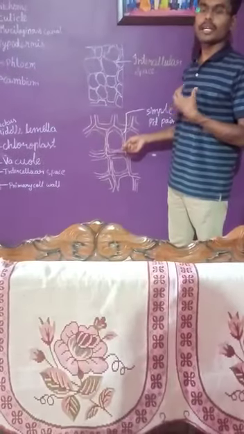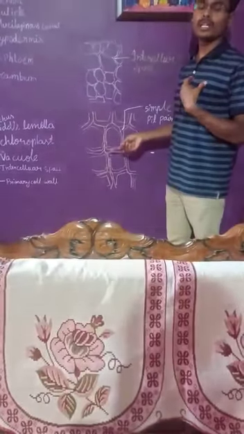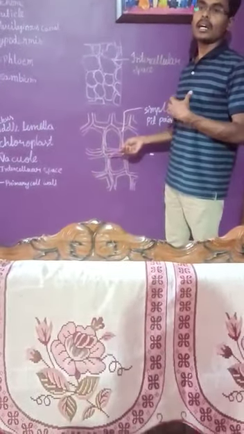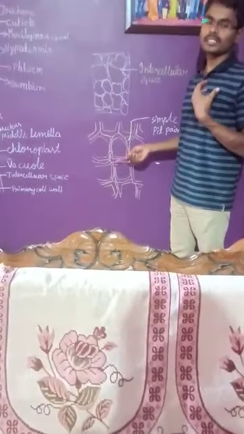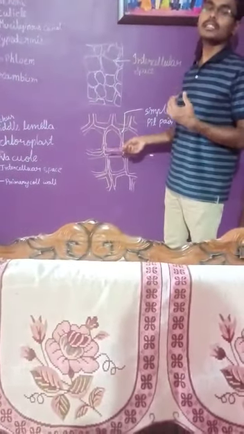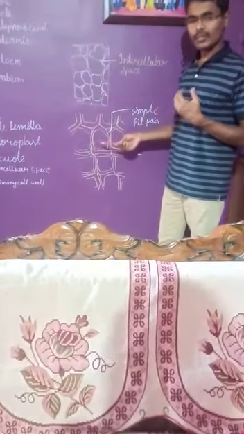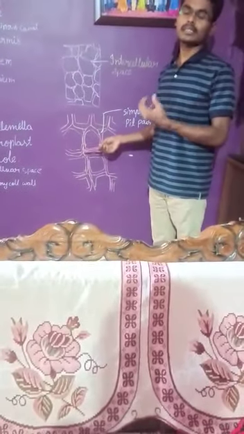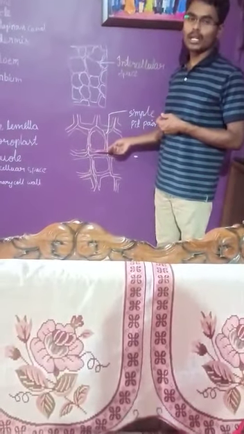The cells are very thick, there are no intercellular spaces, and the plant body is stiff and hard, and we can see the very thickened plant cell walls. And this is about the sclerenchyma.